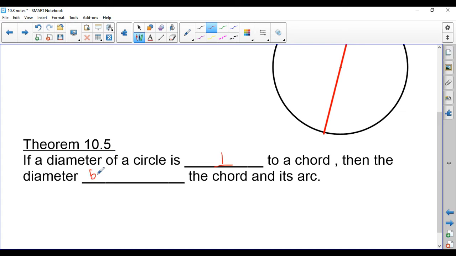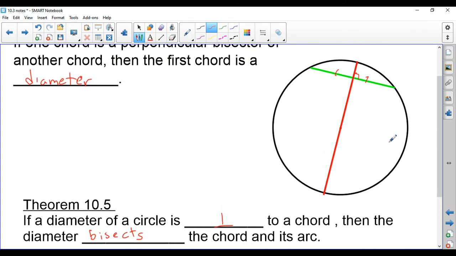A related theorem: if a diameter of a circle is perpendicular to a chord, then the diameter bisects the chord and its arc. So say this is A, B, X, Y, and Z. If we know that diameter XY is perpendicular to chord AB, then it must go through the midpoint of AB. So AZ must be congruent to ZB, and arc AX must be congruent to arc XB.